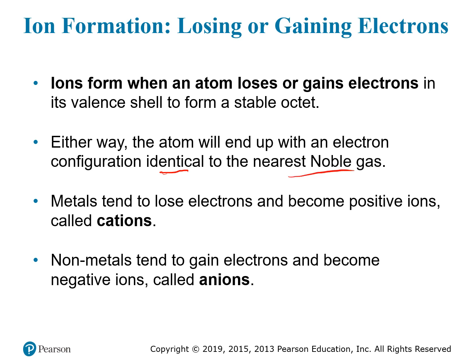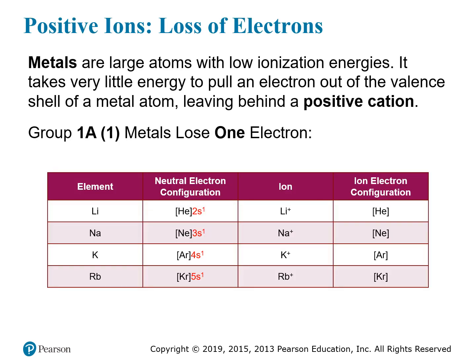Okay? And so since metals are large and have low ionization energies, they tend to form positive ions. We call these cations. And nonmetals have high ionization energies. They're small, and they tend to form negative ions, which we call anions. Again, an atom is trying to complete an octet.